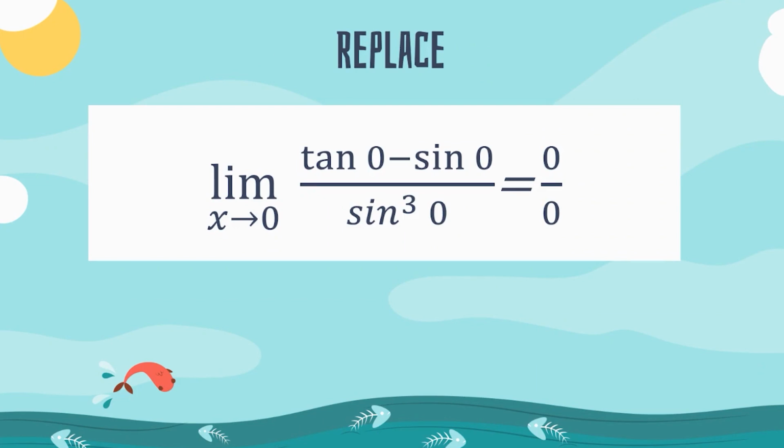Tangent of 0 minus sine of 0, divided by sine cubed of 0. Tangent of 0 equals 0, sine of 0 also equals 0, and sine cubed of 0 also gives us 0. So 0 minus 0 equals 0, and 0 cubed also equals 0. So 0 divided by 0 is clearly not our answer.